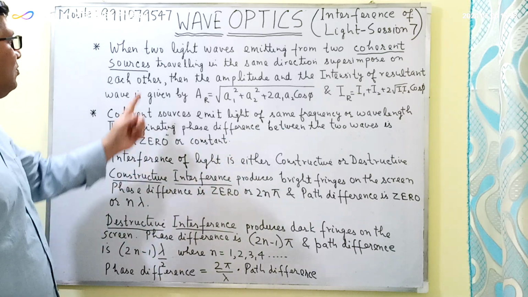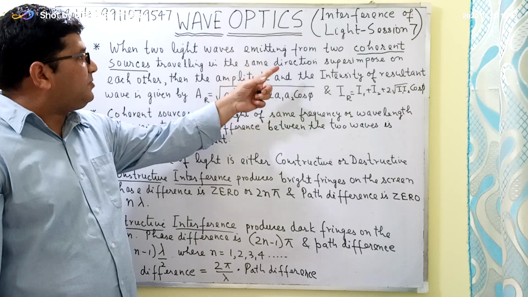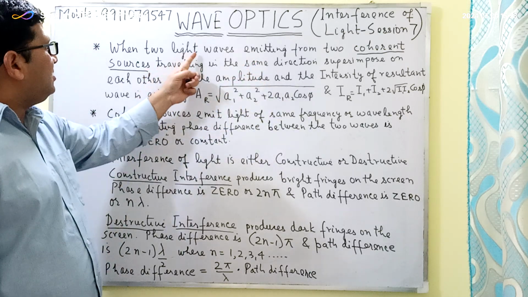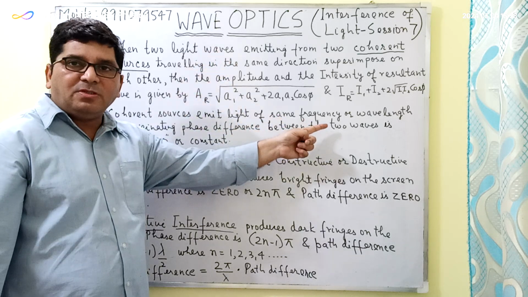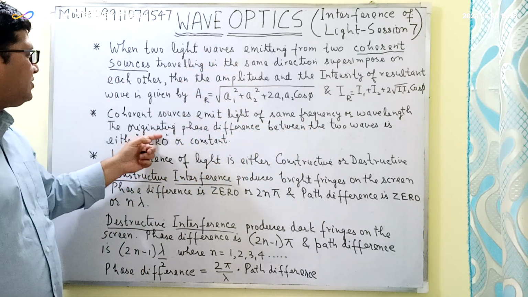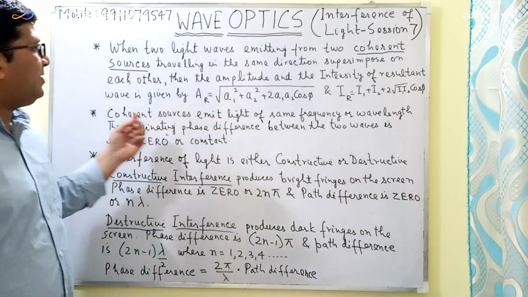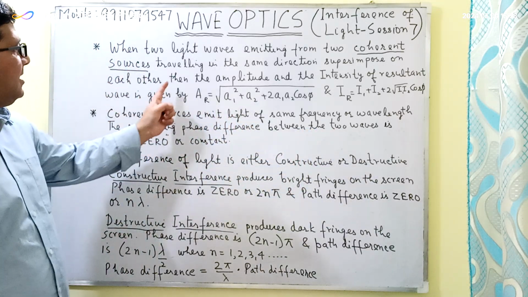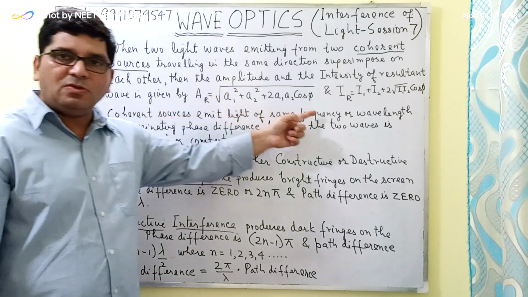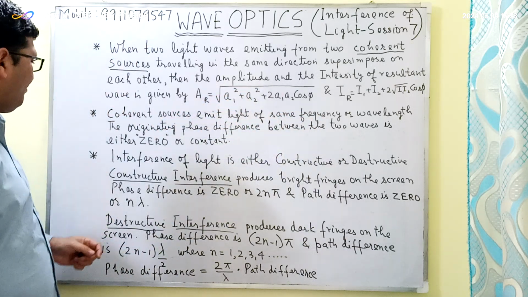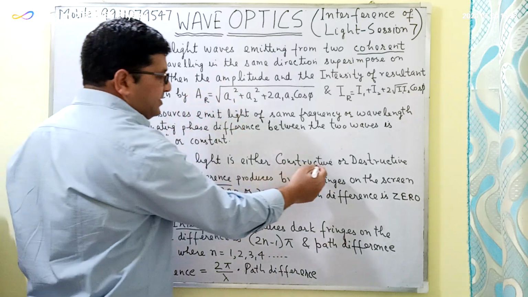So when the two light waves emitting from the two coherent sources, that is, these light waves having the same frequency or wavelength and an originating phase difference that is either zero or constant, superimpose on each other, then the amplitude and the intensity of the resultant wave are given by these two formulas.